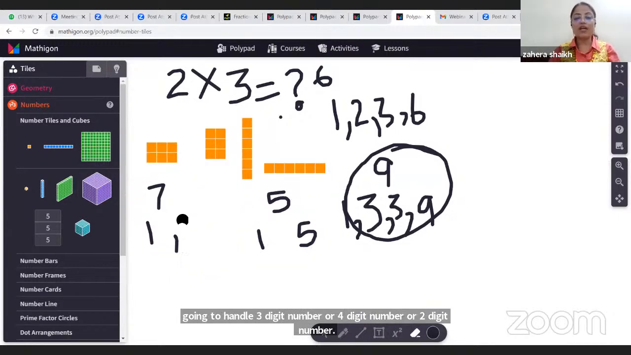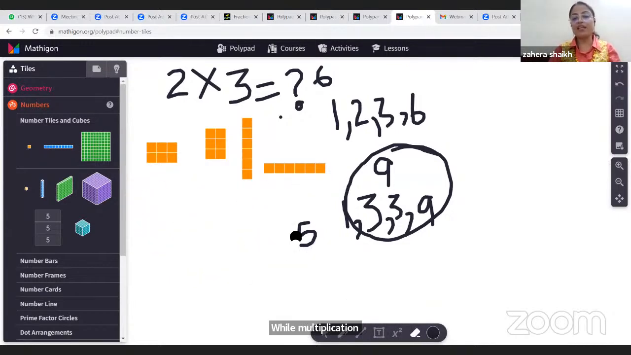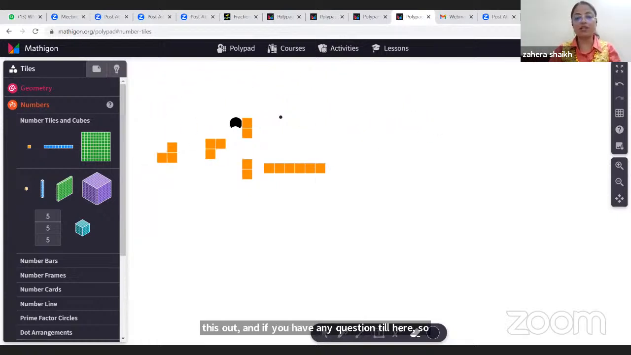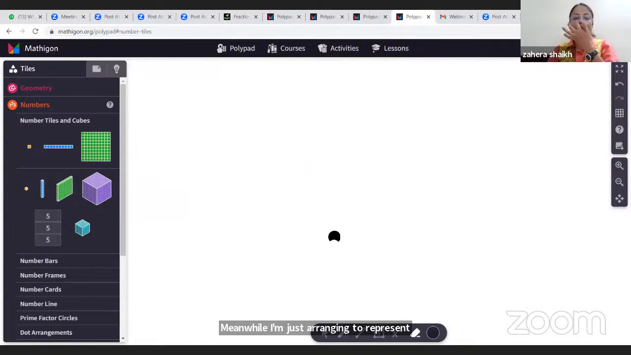Just let me cross this out. And if you have any question till here, you can pose it in the chat box. Meanwhile, I'm just arranging to represent a 2-digit number multiplication here.